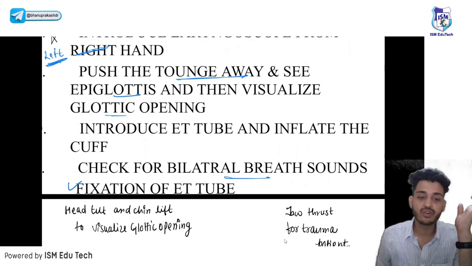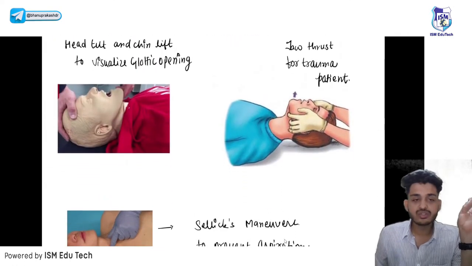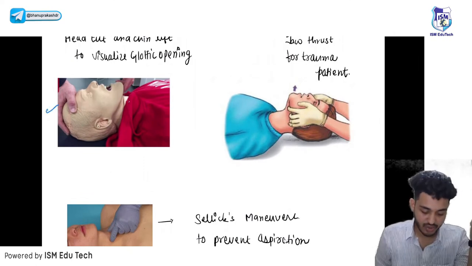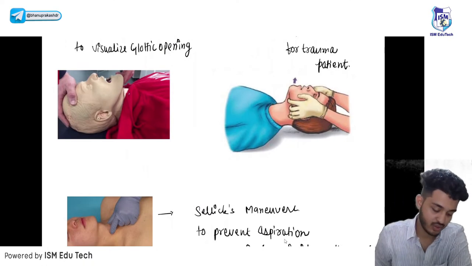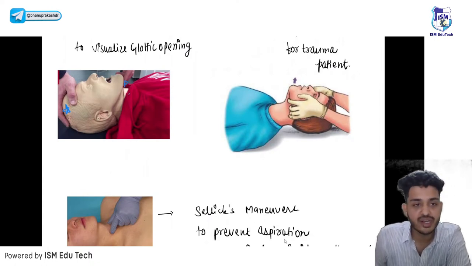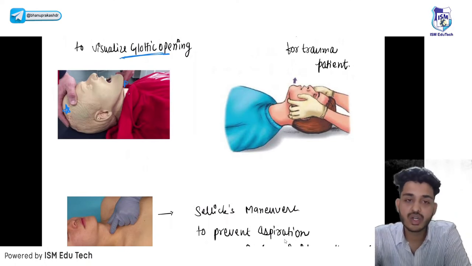Last thing will be fixing of the tube, but if there is difficult intubation, we can use certain maneuvers. First one, these are the PYQs that have come in your exam. First one is your head tilt and chin lift position. Head is tilting here and chin is lifting. So this is your head tilt chin lift position, that will be for the visualization of the glottic opening.